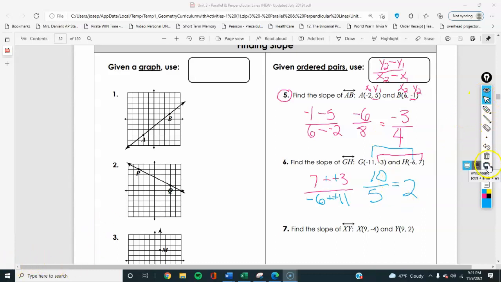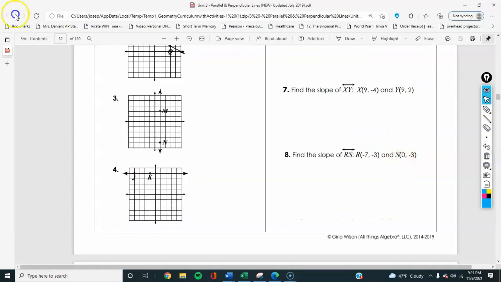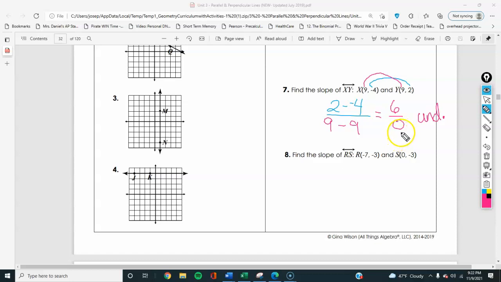Alright, let's do 2 more, y'all. Find the slope of xy. Alright, so I'm going to do y2 minus y1. So 2 minus -4. Over my change in x. So I'm going to do 9 minus 9. Uh-oh, SpaghettiOs. When I do that, I get 6 over 0, which we all know is undefined. You cannot divide by 0. No dice.